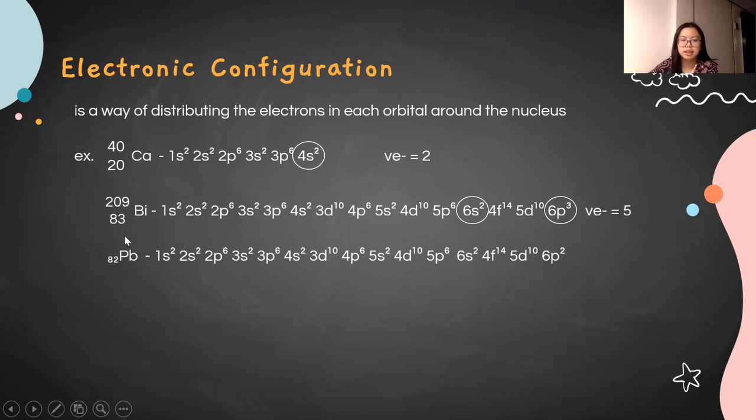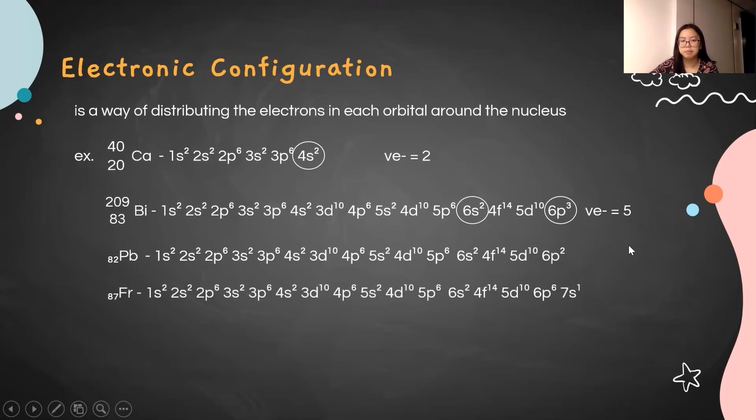So the third example is Pb or lead. It has 82. So 1s2, 2s2, 2p6, 3s2, 3p6, 4s2, 3d10, 4p6, 5s2, 4d10, 5p6, 6s2, 4f14, 5d10, and 6p2.